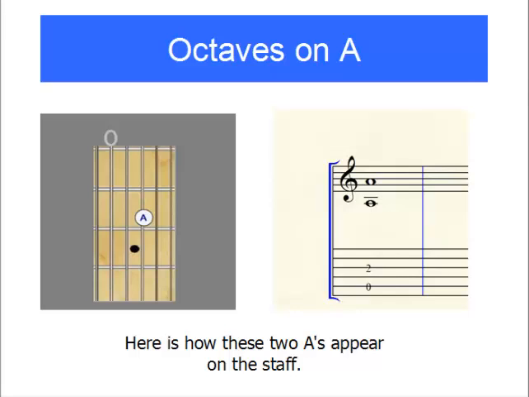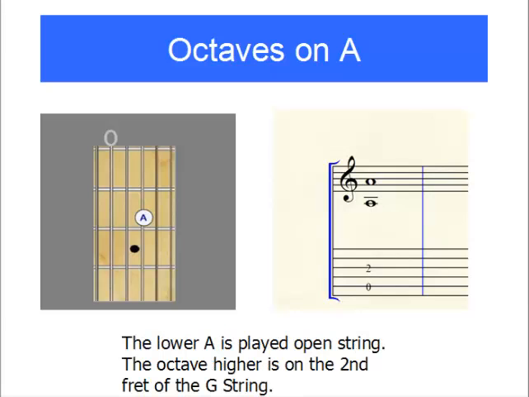Play along. Put your finger on the 2nd fret of the D string. There's a little tab there. There's a graph. You can't miss any of this, folks. There you go. The A octave. Get that in your head. The lower A is played on the open string. The higher A is played on the 2nd fret of the G string.